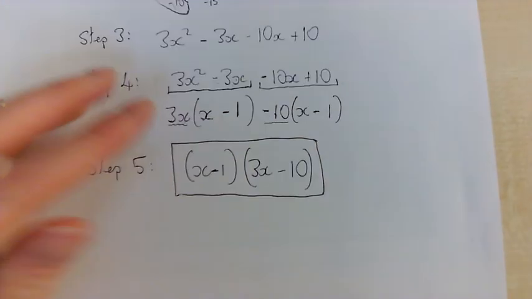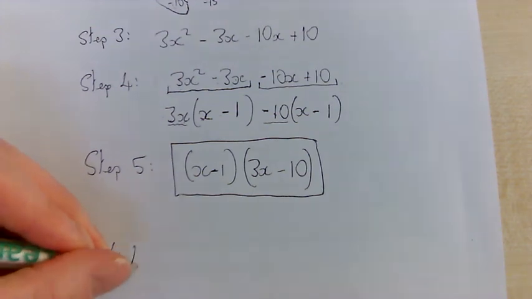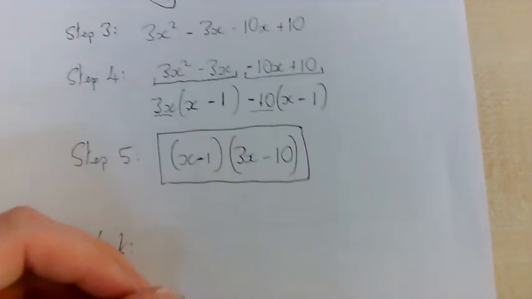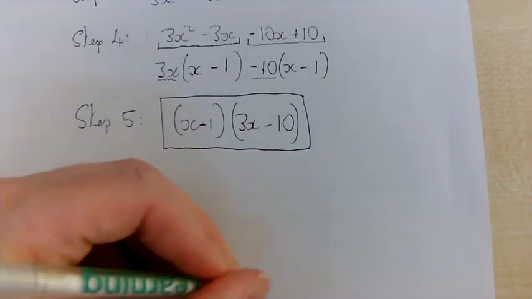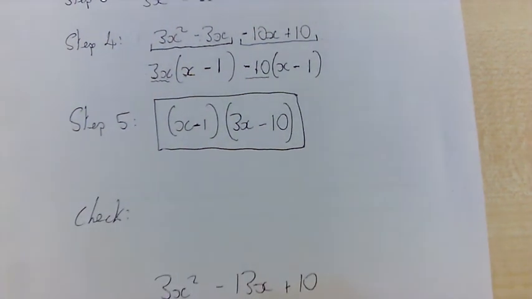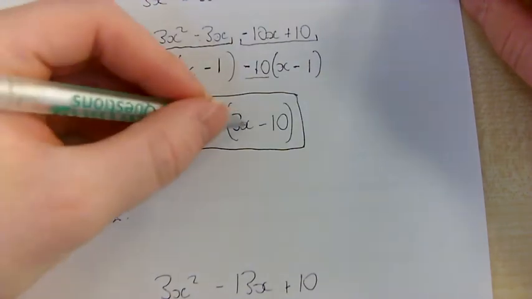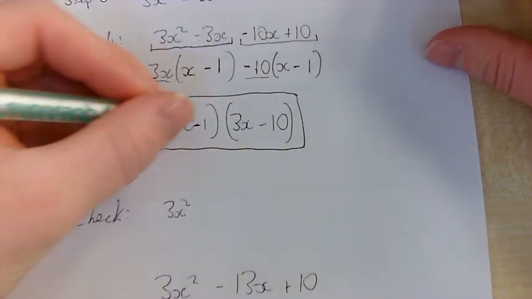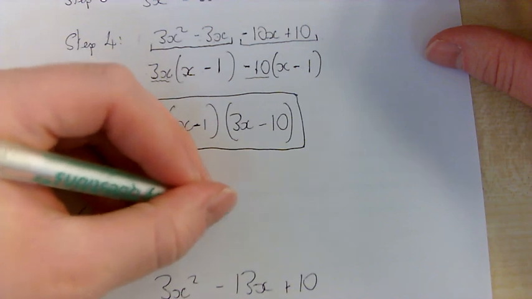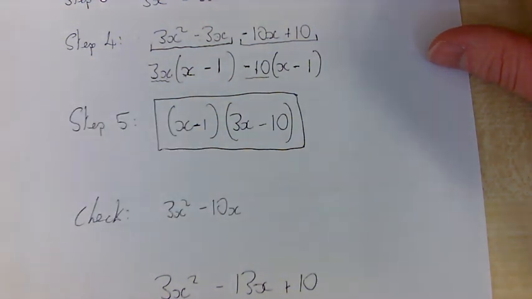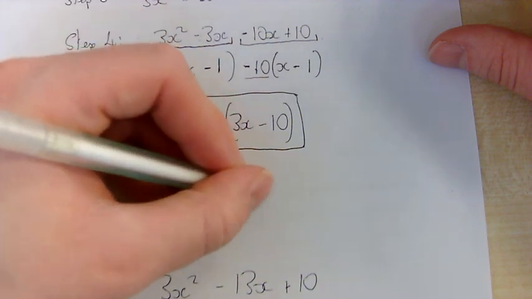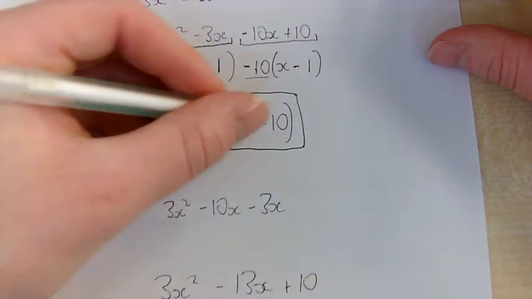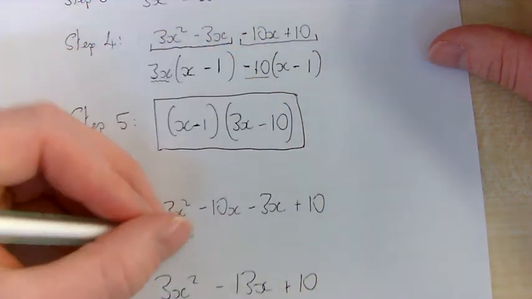And again, we can do our quick check just to make sure we're right. If we are correct, when we expand these brackets, we should eventually get 3x squared minus 13x plus 10, which was our original quadratic. x times 3x is 3x squared. x times minus 10 is minus 10x. Minus 1 times 3x is minus 3x. Minus 1 times minus 10 is plus 10.